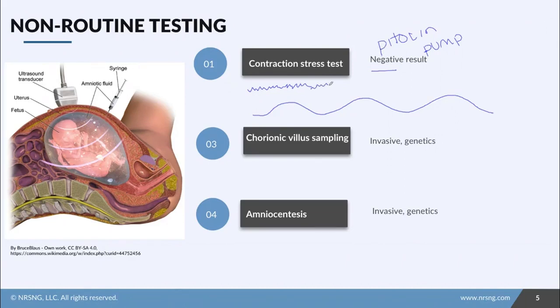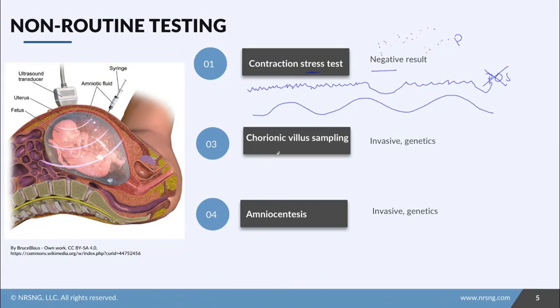So if the baby's heart rate's ticking along and it reacts, it has a deceleration. So it gets stressed because of the contraction. That is called positive. So that means the baby was positive for stress reactions to the contractions. We do not want positive. We want negative. So we want that baby to do this all the way across.